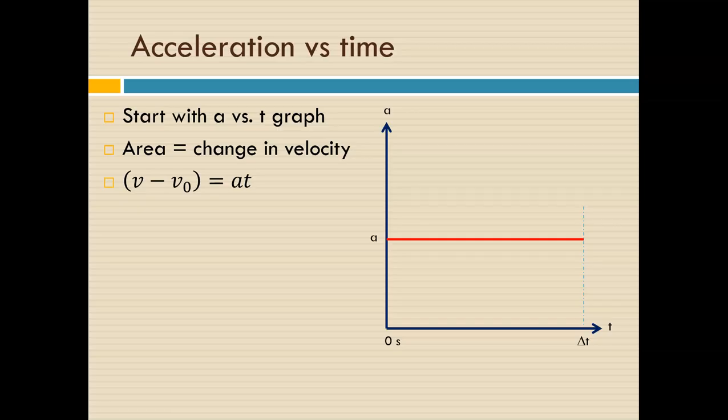Simple. I'm going to do some algebra here. Don't be frightened. I'm going to get rid of the negative sign. How do I get rid of the minus sign? I add v0 to both sides, and I get an equation. v equals v0 plus at.